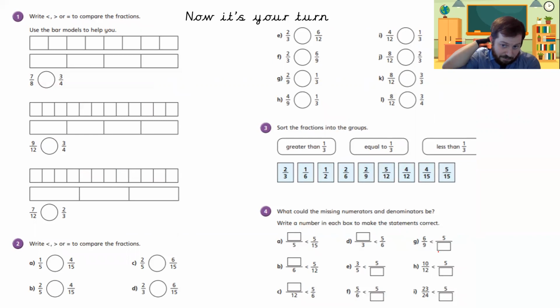Actually, before we go, I've just noticed that number 4 hasn't been answered. So let's have a look and see if we can go through it. What could the missing numerators and denominators be? Write a number in each box to make the statements correct.